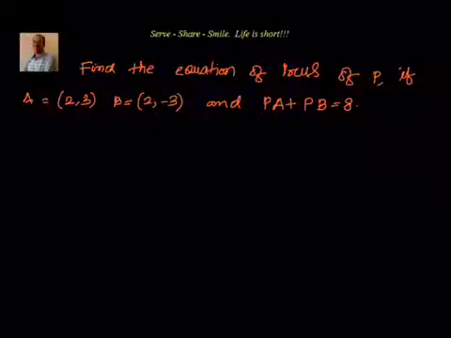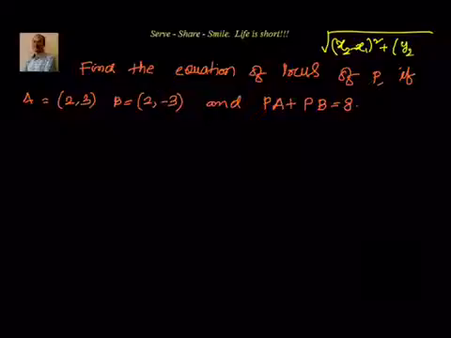So first, what we will do, we'll find out what is PA, PB, then we will sum it up and set it equal to 8. What is the distance formula which we will be using? Square root of (x2 minus x1) whole square plus (y2 minus y1) whole square will give us the distance between 2 points. So let's write down first what is PA.